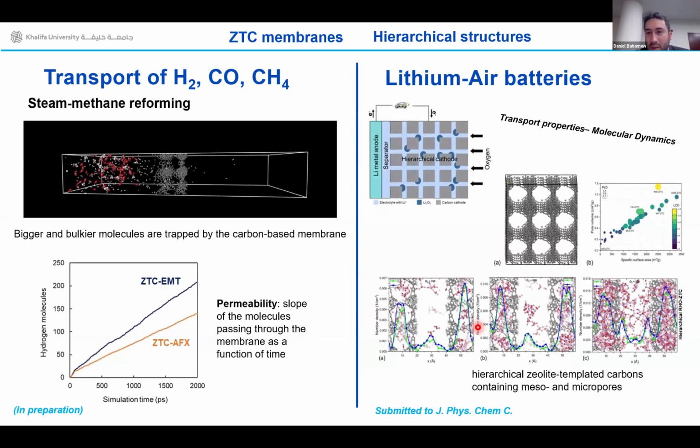Also we would like to mention that these materials cannot only be used for membranes for water treatment and as absorbents for CO2. You can also use them in other applications. I'm showing here two examples where we are working right now. We are using these zeolite templated carbons for steam methane reforming. We are checking how this membrane can trap CO2 and allow hydrogen to pass through, and also using additional hierarchical materials for lithium-air batteries. There are two PhD students working on this right now.